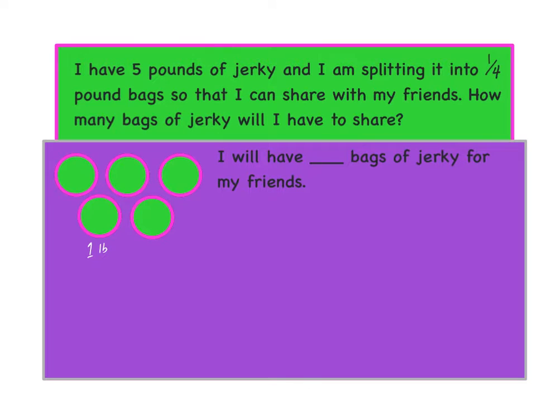All right, and I just need to go through and split these. You can see I went ahead and I split each pound into fourths. So that means each pound was 4 bags. And now I'm going to number them. And it looks like I can get 20 bags of jerky, 20 1/4 pound bags of jerky.